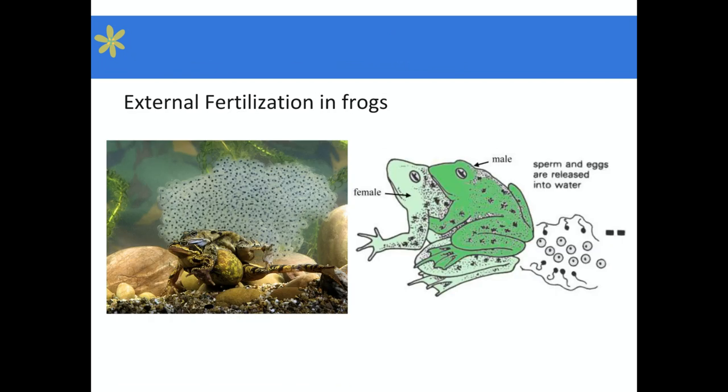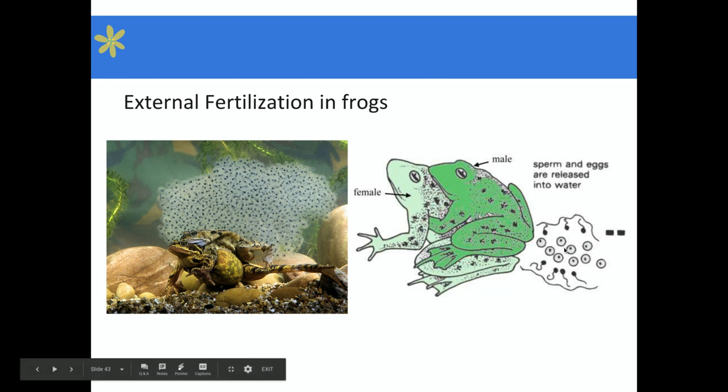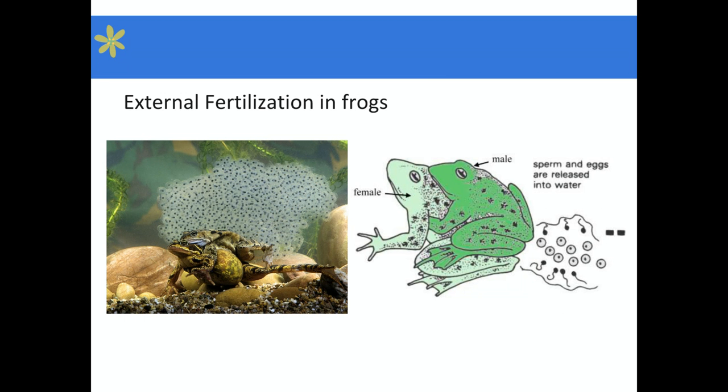External fertilization is also how frogs fertilize their eggs. Now, while this looks like the chicken we saw in the previous picture, like they're having intercourse, their sperm and egg are not meeting inside of the female frog's body. Instead, they are sitting together, and the male is releasing the sperm, and the female is releasing the egg behind them, and the sperm and egg are meeting in the water, not inside of the female's body.